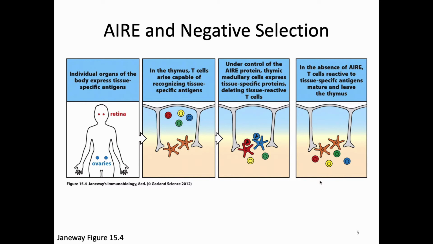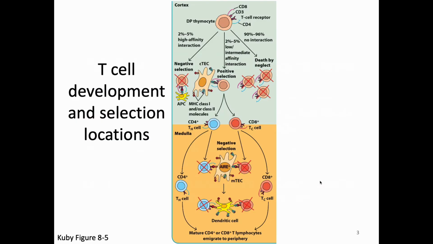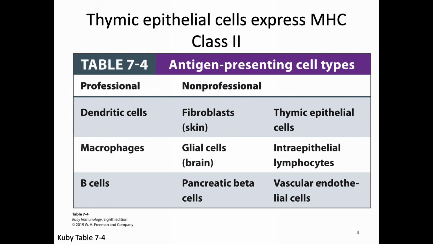The cells that are doing this are the thymic epithelial cells, specifically the medullary epithelial cells in the thymus. So the medullary epithelial cells in the thymus make every single protein so that T cells get a chance to test against every single protein.